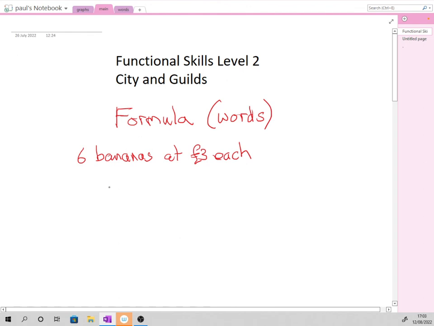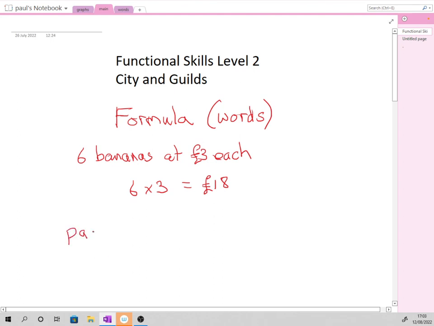Well, the formula is going to be the bananas times the amount that each one costs. So it's just 6 times 3. You're just picking out from the question what you need to do, and that's £18. Yeah, something like this.